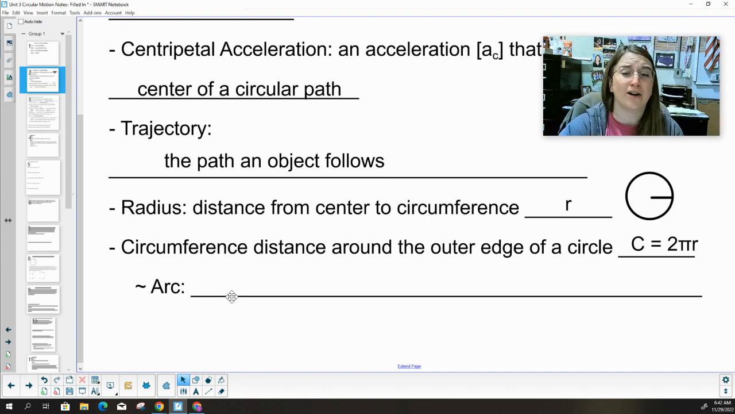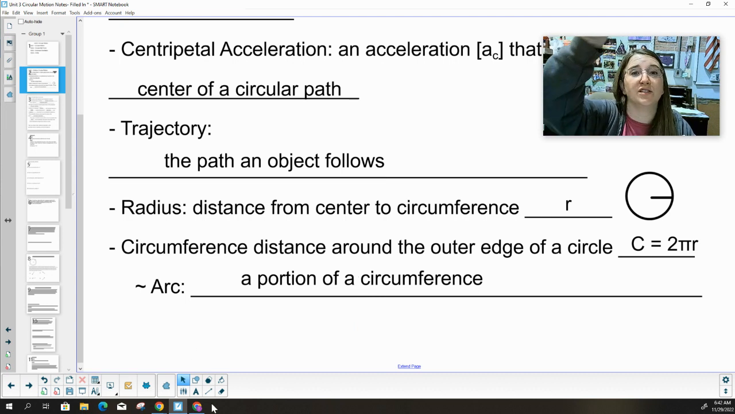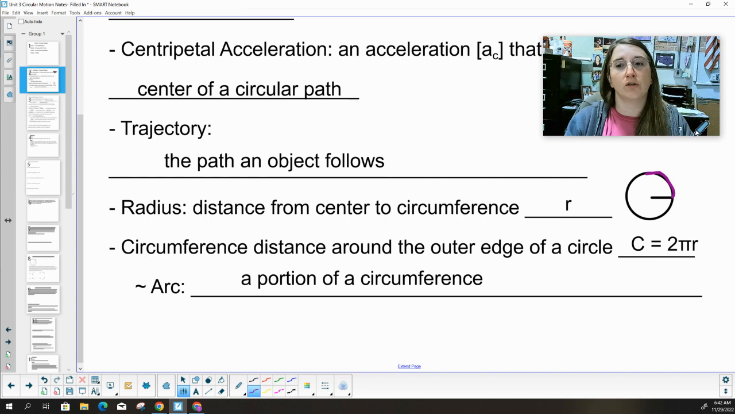Occasionally, you will hear them as well talk about an arc. An arc is just a portion of the circumference. So obviously, one circumference is a full circle. An arc would be like if I just traveled from like here to here, we'd call that an arc. It's just a portion of the circumference, not the whole circumference.